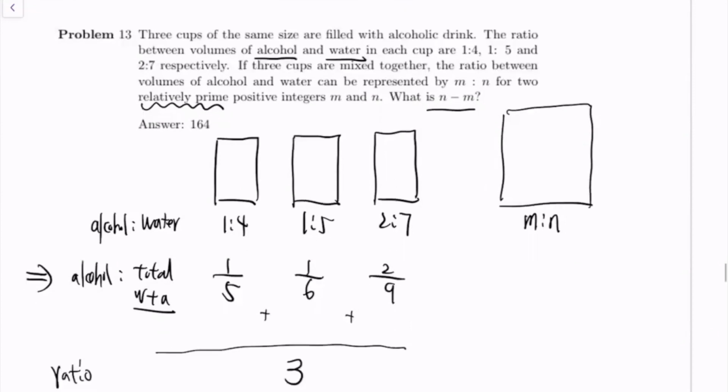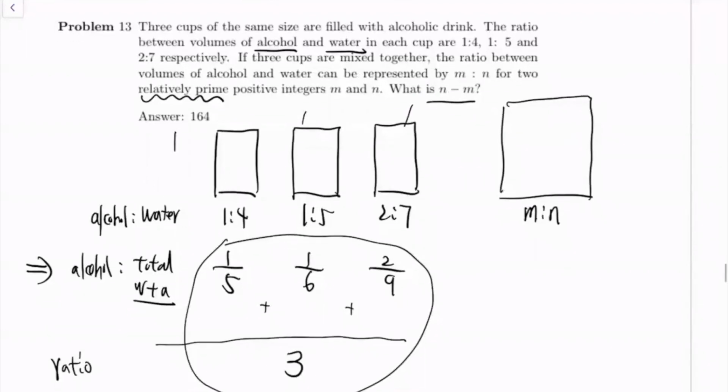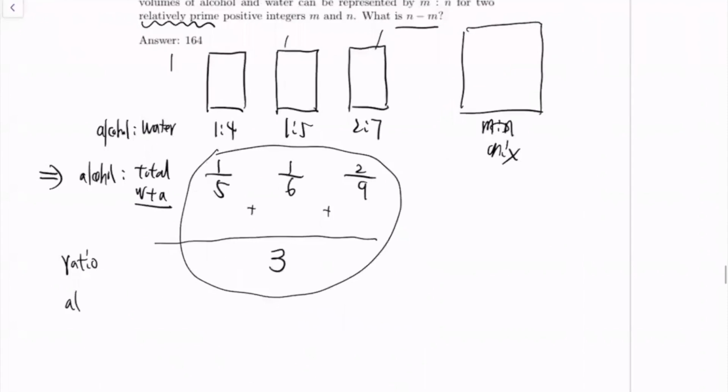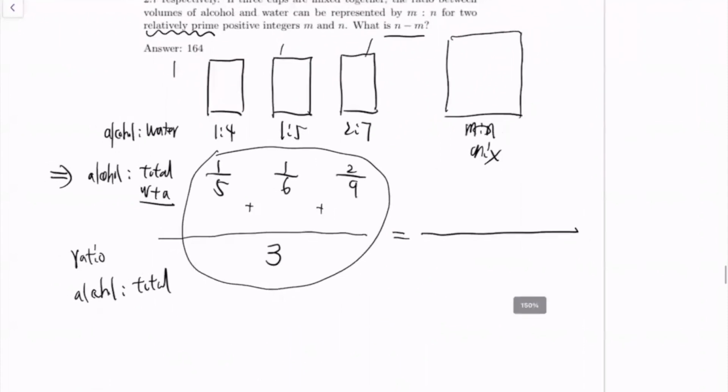So this ratio, when you mix those together, because you can assume the total will be 1, 1, 1, right? Okay. Now this will be the ratio if you mix. This is alcohol, right? Alcohol to the total, right? To the total. Okay. Let's find out.